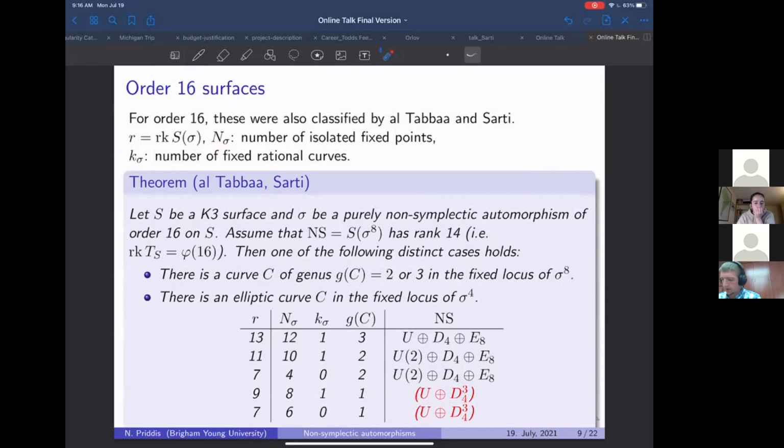So let me describe the theorem now. Let S be a K3 surface, and sigma again is purely non-symplectic of order, now again, I'm just focusing on order 16.